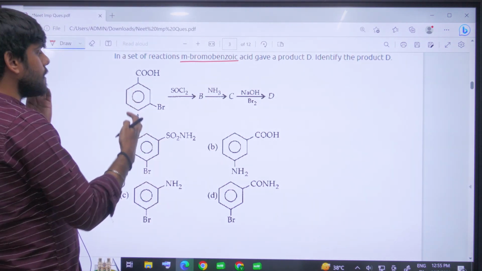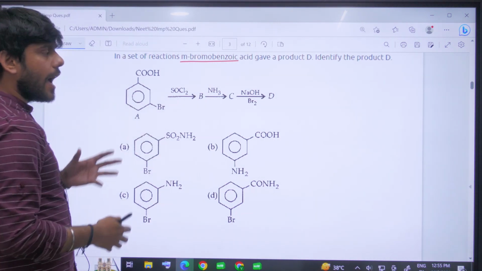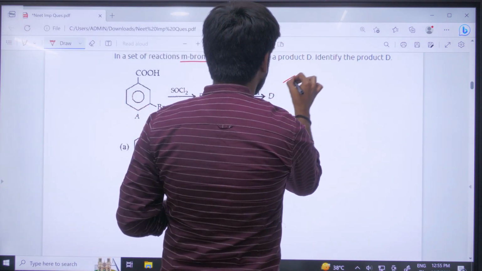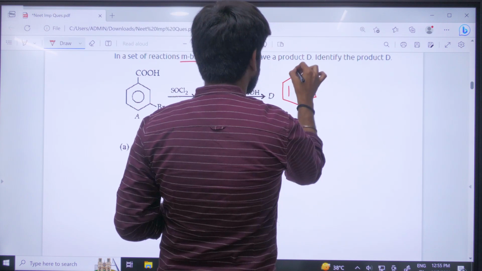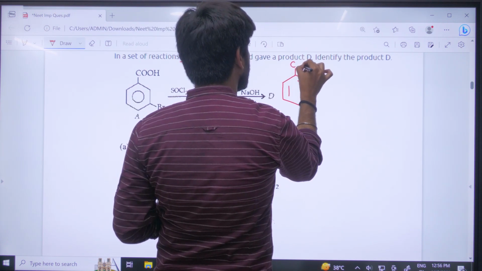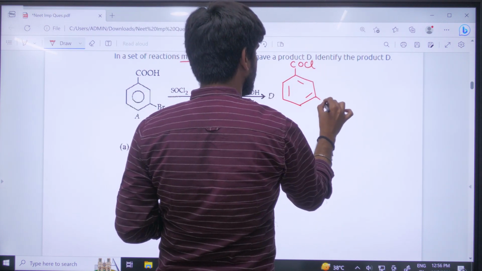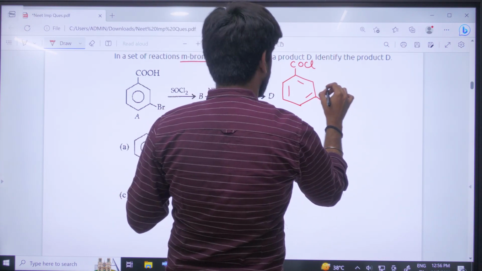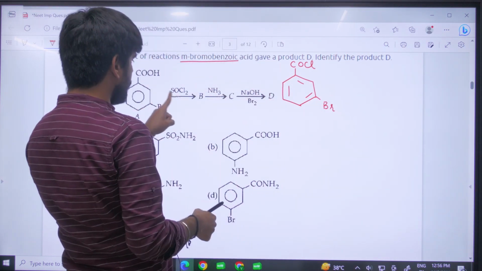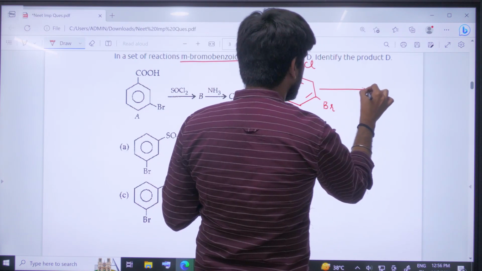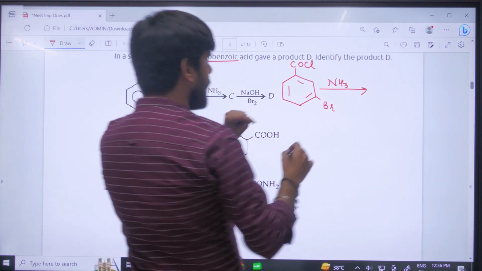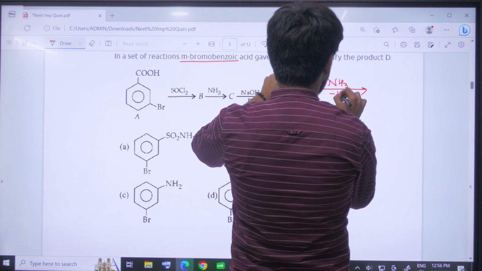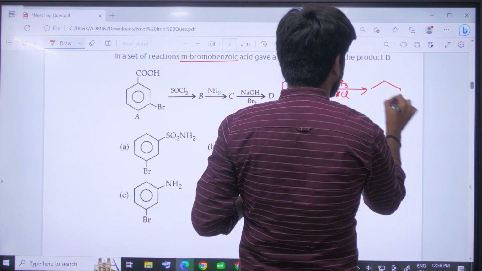Now look at the first reaction. So the first reaction is basically the reaction with thionyl chloride. You know, in the first step I end up getting something like this. This COOH will convert to COCl. Yes, acid chloride. This is after the first reaction. Now this on treatment with ammonia, you know, what do I have? I end up getting, this is minus HCl, I end up getting amide.